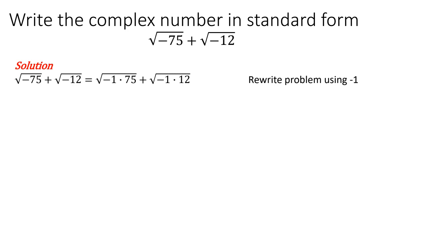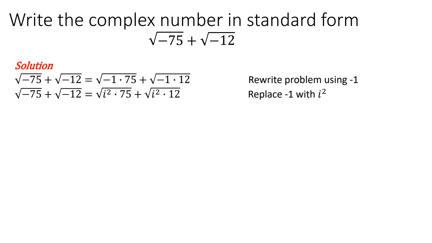So one of the ways to do this is, again, first thing we want to do is separate the negative 1 out so we can get our i. So the square root of negative 75 is the same thing as the square root of negative 1 times 75, plus the square root of negative 1 times a positive 12. That gives me the negative 12. Now, again, the square root of negative 1 can be replaced by i. So it's i times the square root of 75 plus i square root of 12.